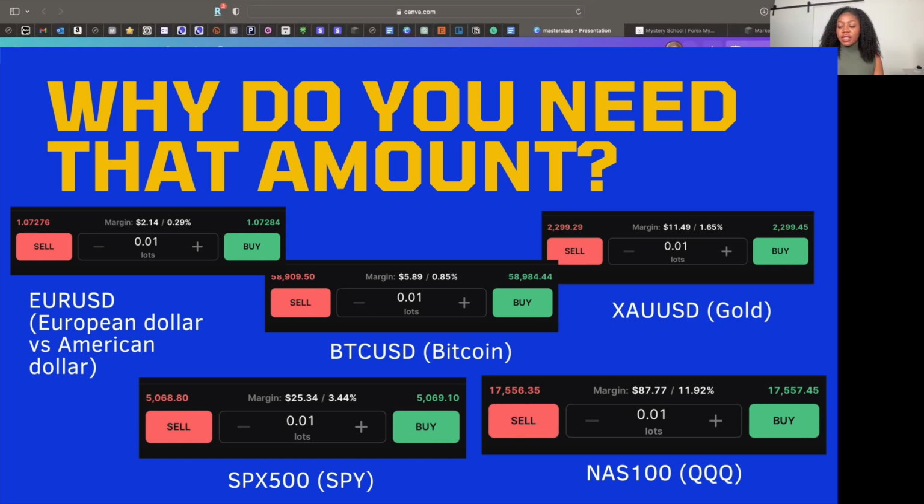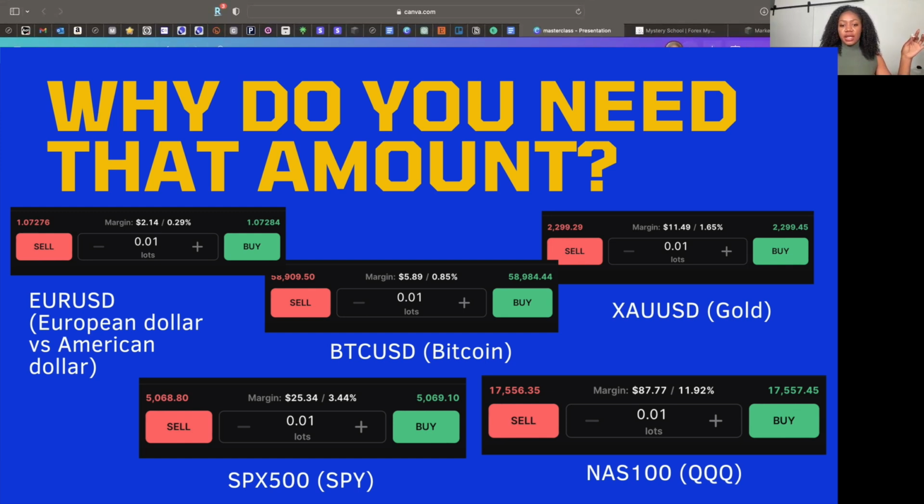These screenshots are taken from the mobile version. And so Bitcoin is going to cost you $5.89 to get the smallest position of Bitcoin. Gold is going to cost you a little bit more. That's why it's a tier up. It's going to cost you $11 to get into a position with gold. Silver is like $7 to get in for one position. S&P 500 is going to cost you $25 for the smallest position.